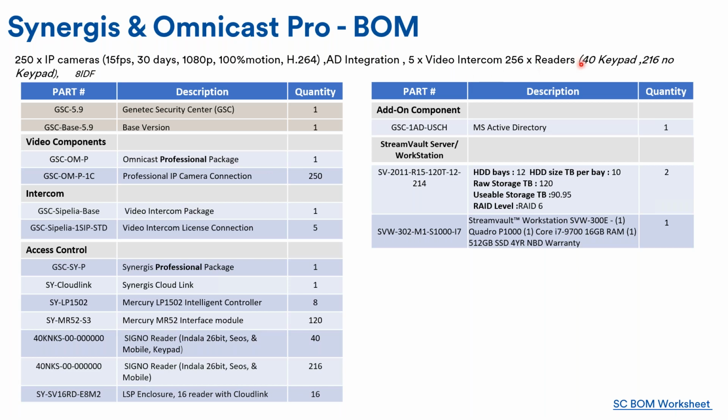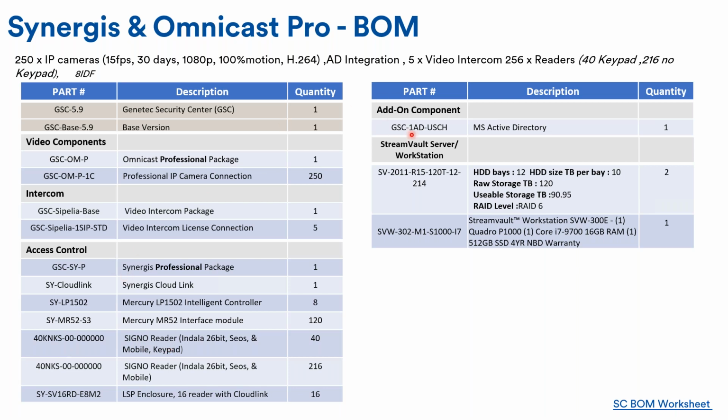As was mentioned in the original example, we have a requirement for 40 readers with keypad and 216 readers without keypad. So for our readers, we would quote the 40 NKS00, 0000, which is the signal reader without keypad. And the other part number, as mentioned over here, is for with keypad.